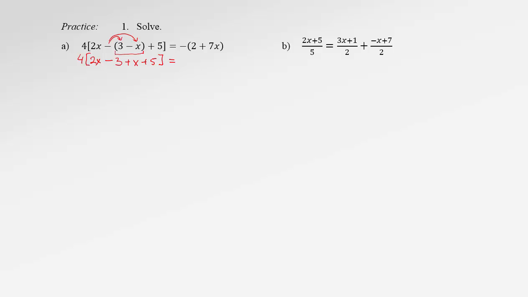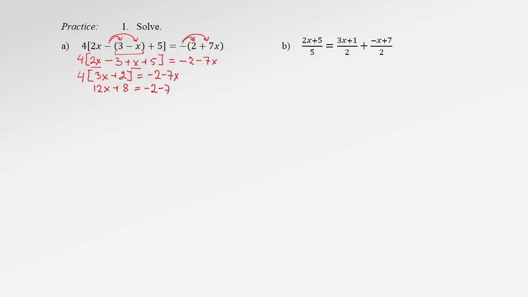On the right hand side, similarly as before, distribute the negatives, switch the signs, so it's -2 and -7x. Now, before we release this square bracket, I would suggest that we first combine like terms. So make the expressions shorter. 2x plus x is 3x, and 5 minus 3 is +2. Okay. Now it's -2, -7x, and it's time to release the square bracket, so multiply through. 4 times 3 is 12x, and 4 times 2 is 8.